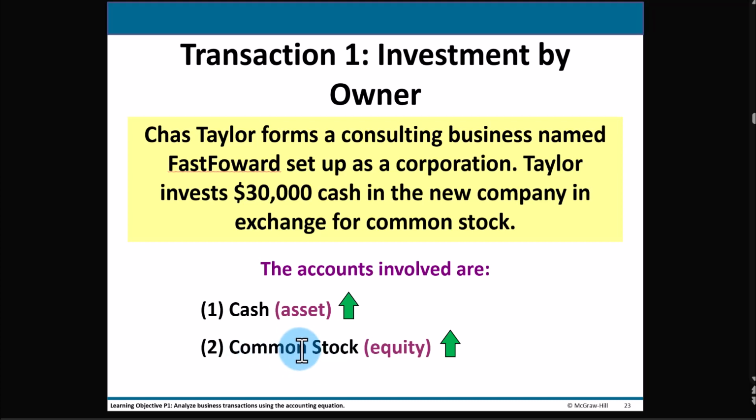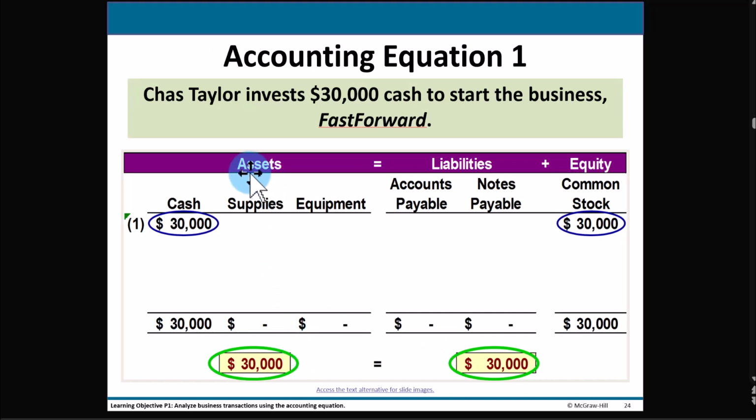Okay, so that's why we have to increase or credit this common stock account. So plugging the numbers into the accounting equation, what we see, here's that accounting equation, and under that you can see the different accounts: cash asset, supply asset account, equipment account.